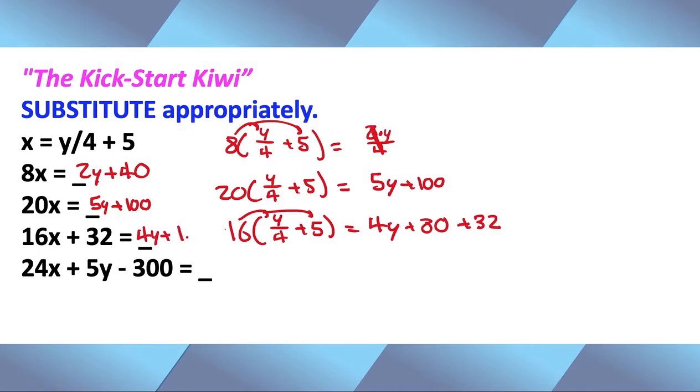and 112. There we go. Okay, the last one has an extra number and an extra y value.